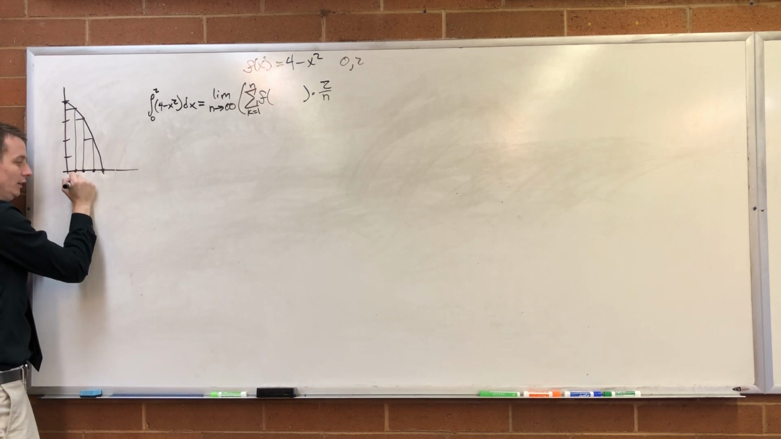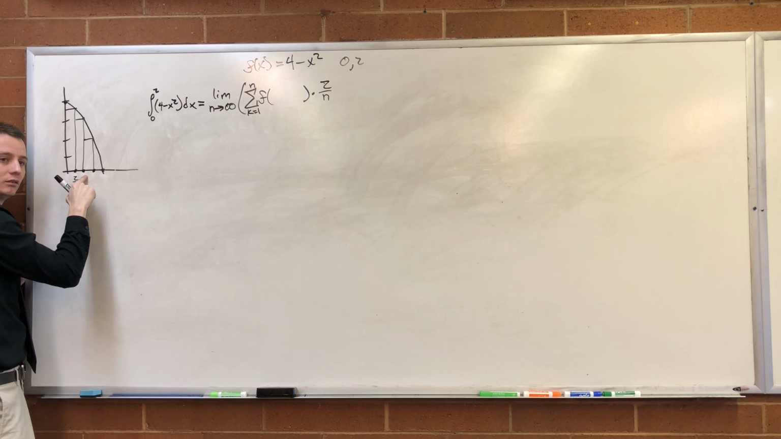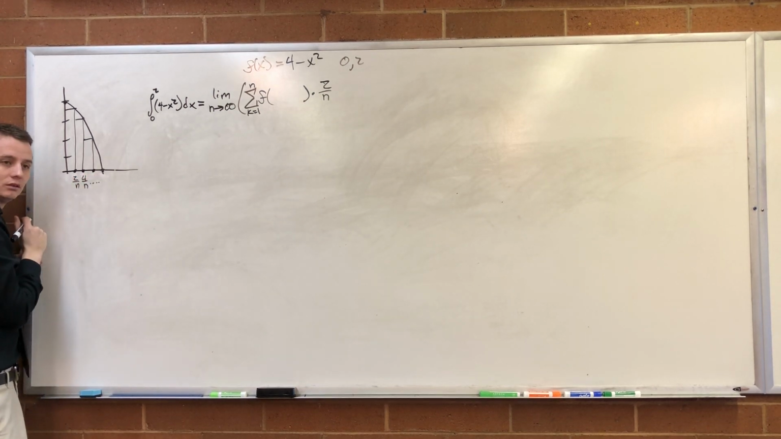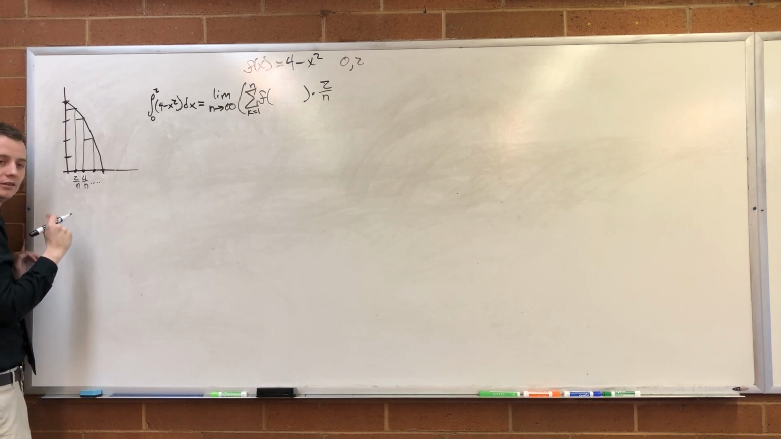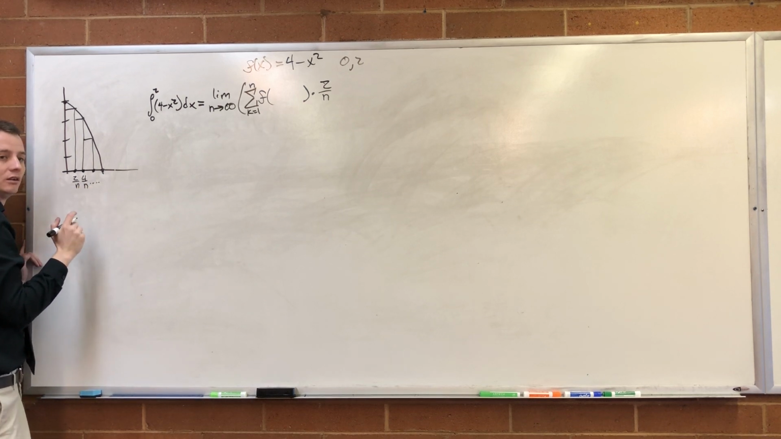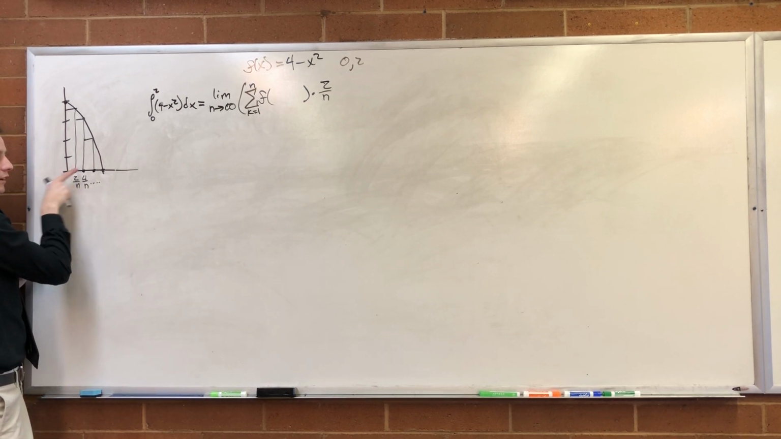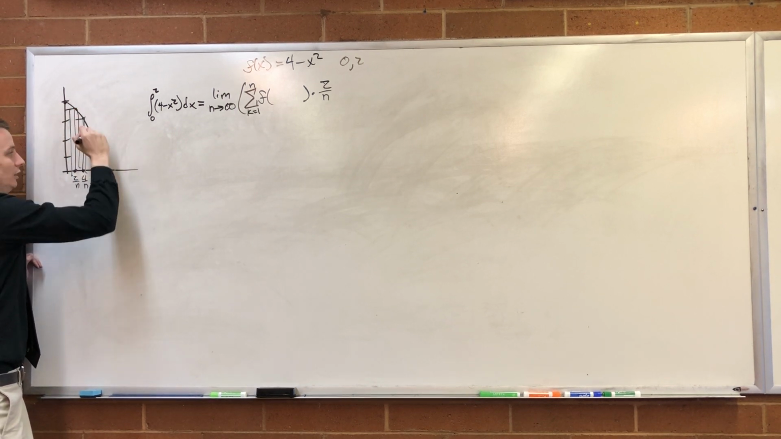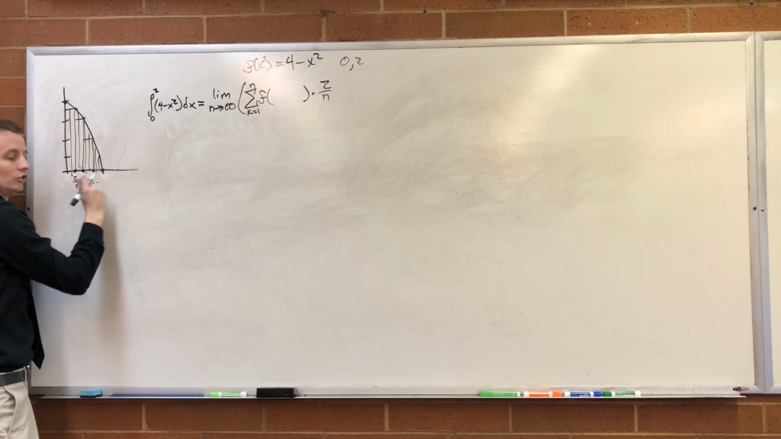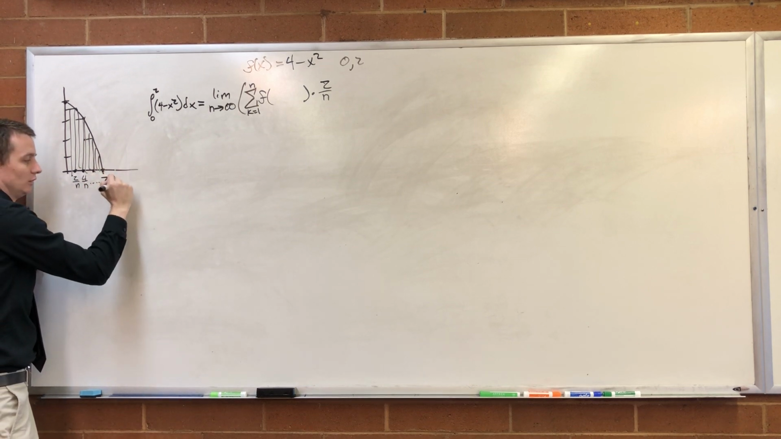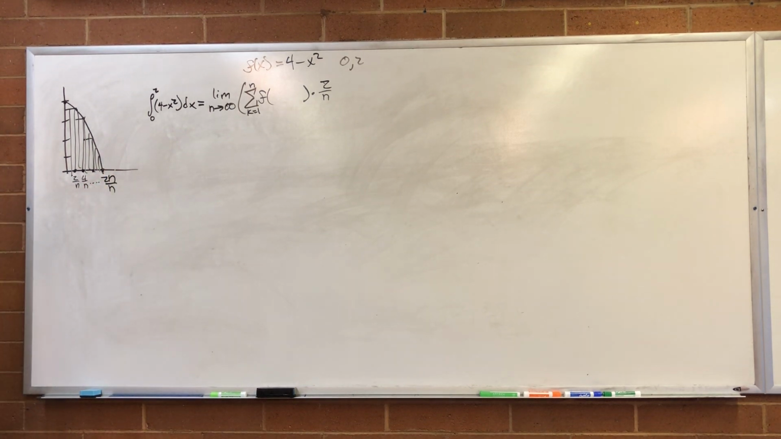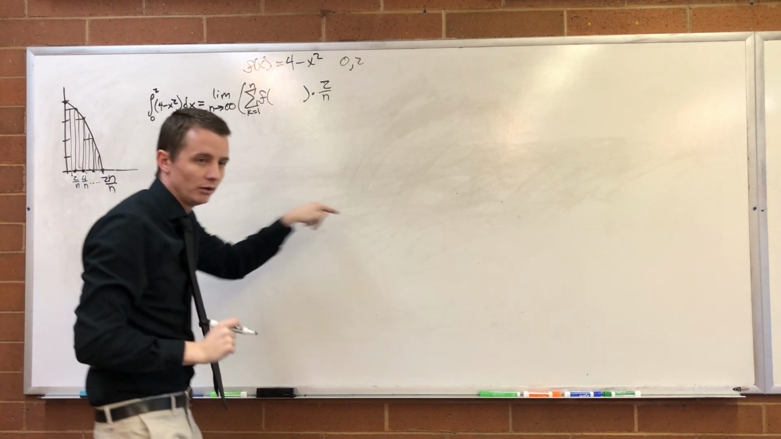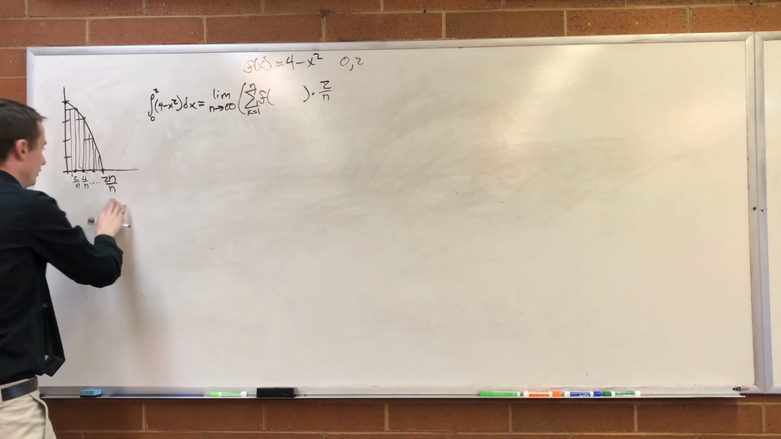2/n. What's my second point going to be? 4/n. Etc. Until my very last point, if we have n of them. Remember, we're talking about n rectangles. 2n/n, if we follow the pattern, right? We got 2/n, 4/n, 6/n, 8/n, 10/n, 12/n, 14/n, and we follow that pattern all the way to 2n/n.